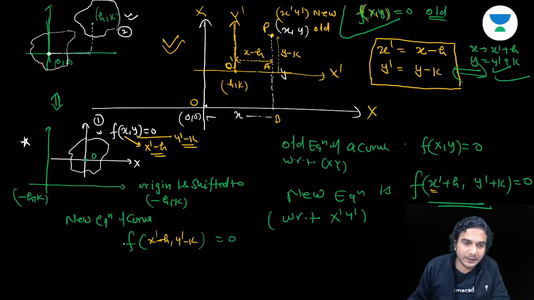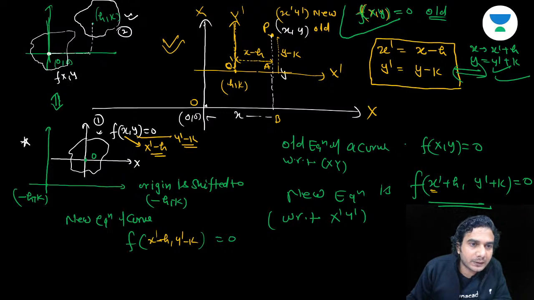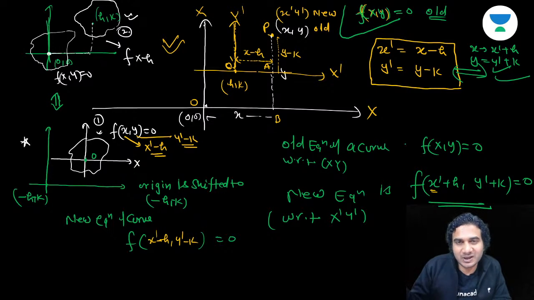So that's why you are getting this equation, right? In this case, if the original equation of the curve was f of x comma y is equal to 0, then its new equation is going to be f of x minus h. Again, of course, x dash minus h you can write. So this is x dash minus h. Later we'll write it x minus h, and y dash minus k. This is the new equation.